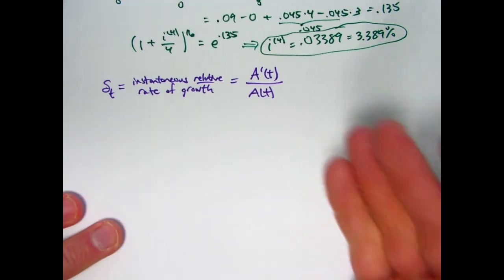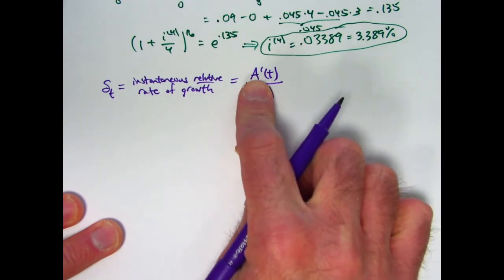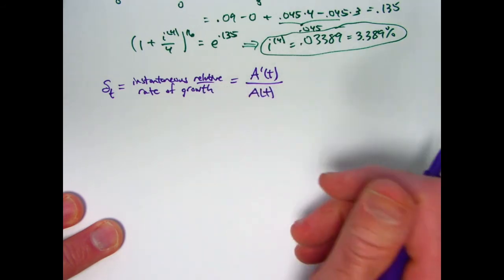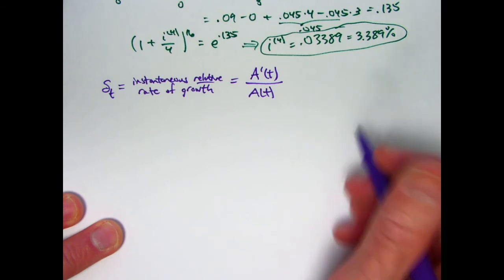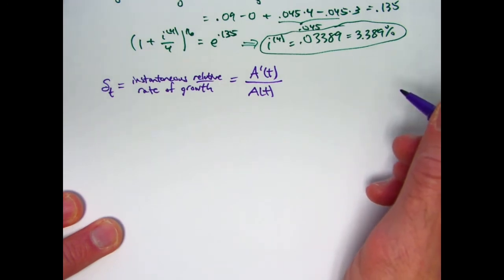Actually, if your investment is going down in value, A prime will be negative. This can be a negative quantity, and that would indicate that your investment is going down in value. A prime of t itself, again, would be the instantaneous rate of growth. Relative means it's as a percent relative to the current amount. You've got to divide by the current amount, A of t. A of t is the amount at time t. All right, so that's the definition of delta sub t, the force of interest.